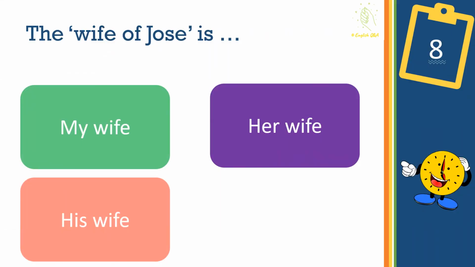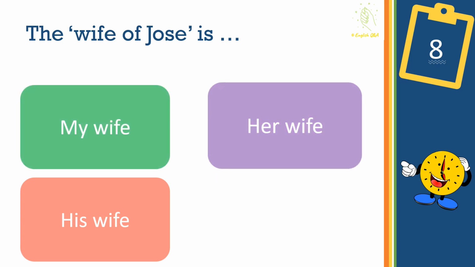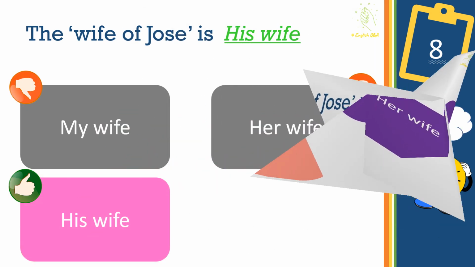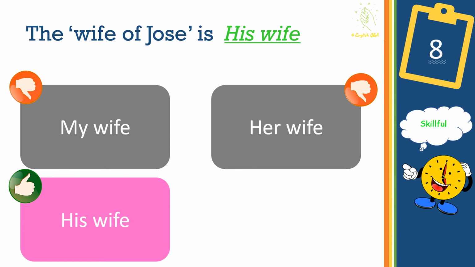Keep moving. The wife of Jose is dash. Here are the options. My wife. Her wife. His wife. Right choice is his wife. The wife of Jose is his wife.